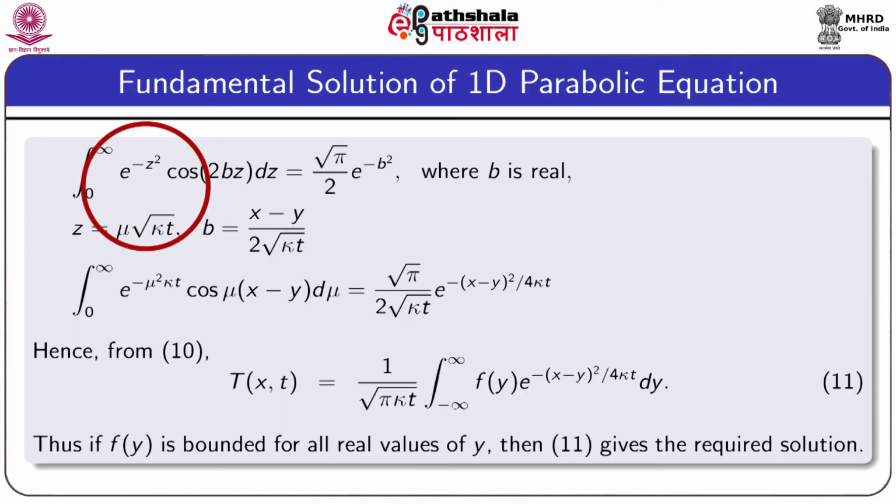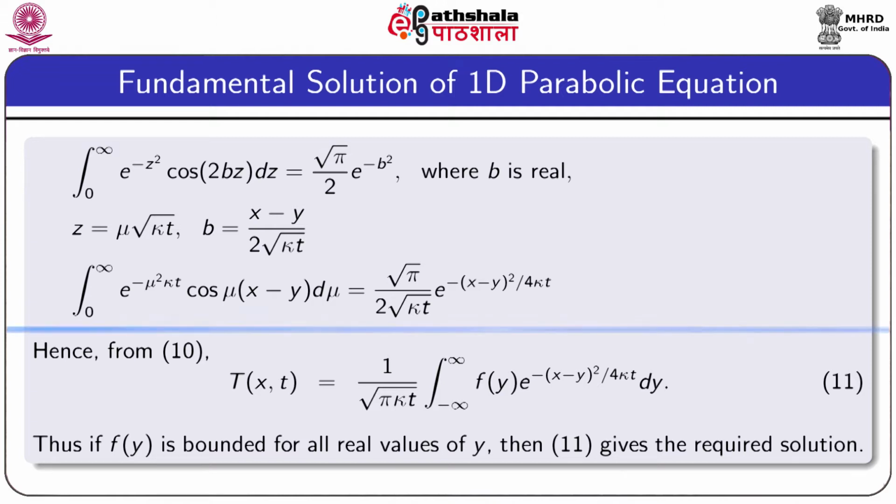We know the relation integration 0 to infinity e to the power minus z square cos 2bz dz equals root pi by 2 e to the power minus b square.